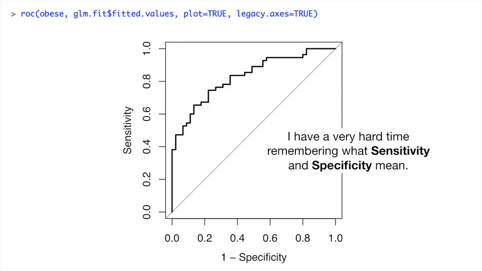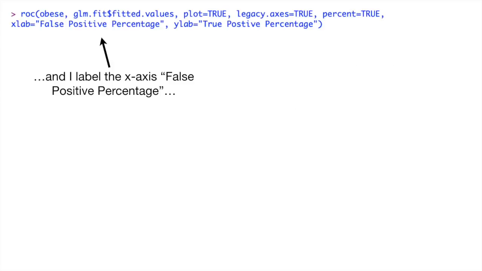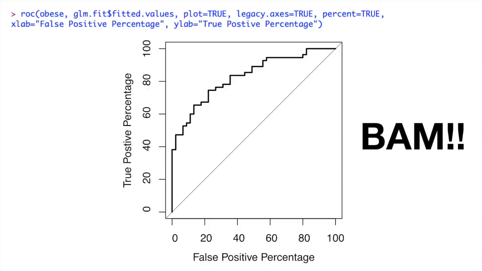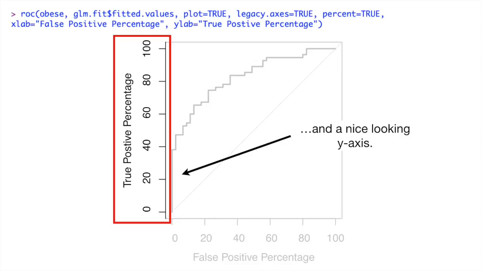I have a very hard time remembering what sensitivity and specificity mean. So I set percent to true so that the axes are in percentages rather than values between 0 and 1, and I label the x-axis false positive percentage, and label the y-axis true positive percentage. Bam! Now we have a nice looking x-axis and a nice looking y-axis.